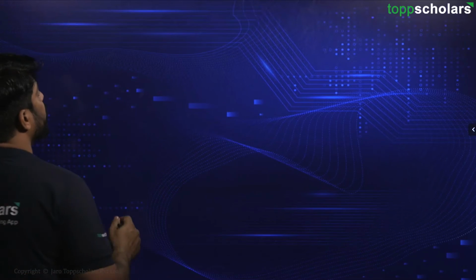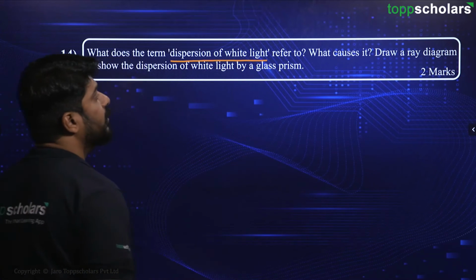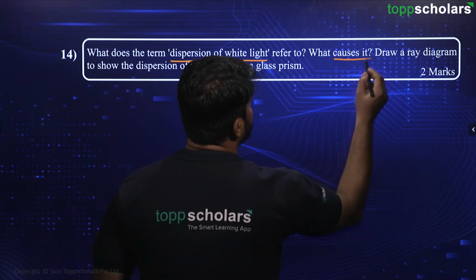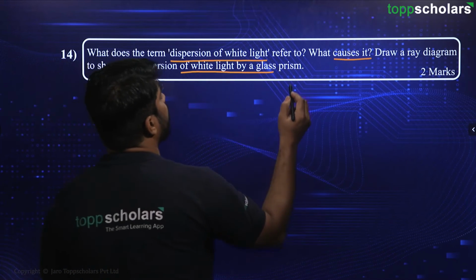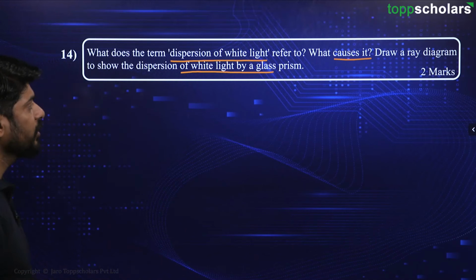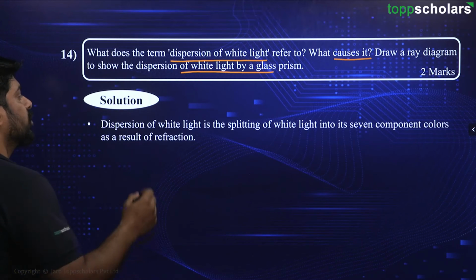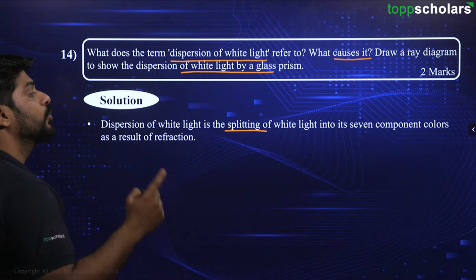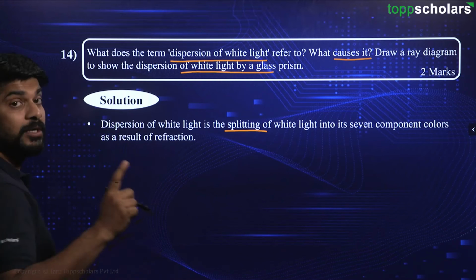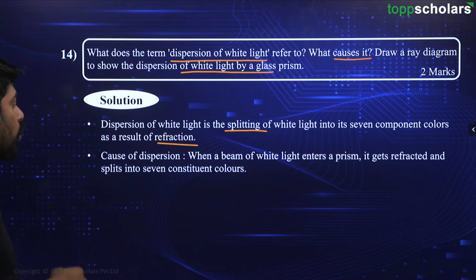Let's look at the next question now. What does the term dispersion of white light refer to? What causes it? Draw a ray diagram to show the dispersion of white light by a glass prism. Okay, so first let's understand what dispersion of light is. Dispersion of white light is the splitting of white light into its 7 component colors as a result of refraction. Cause of dispersion.